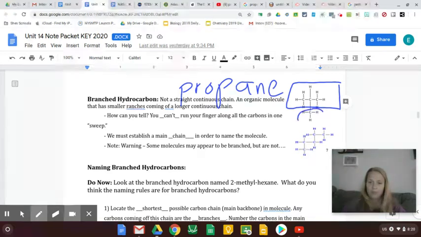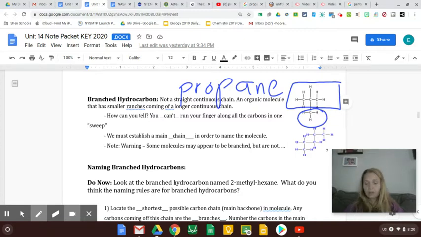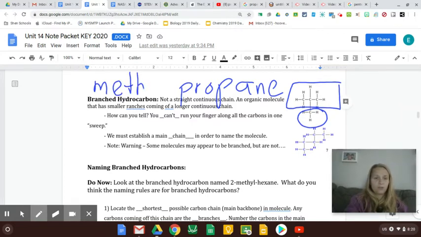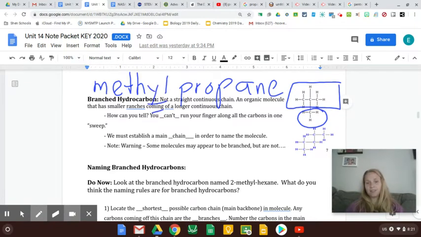And then I'm going to name this little group. The little group is made from one carbon. I don't care about hydrogens. The prefix for one is meth. And when it's just a little branch, I'm not going to name it like methane propane, it's just a little group coming off there. I'm going to give it an yl ending. So this is methylpropane. Don't you feel so smart?